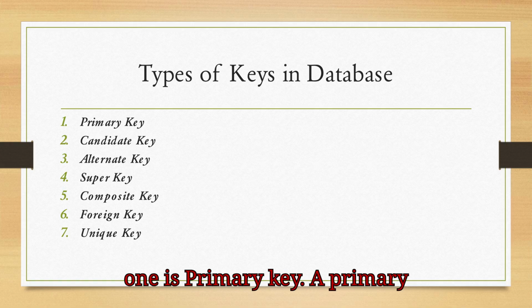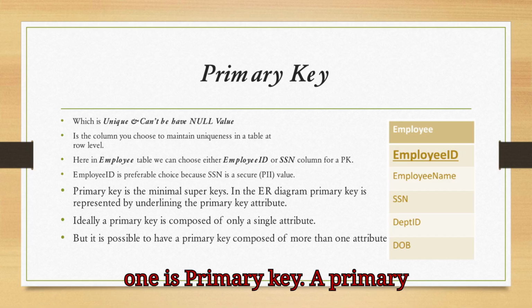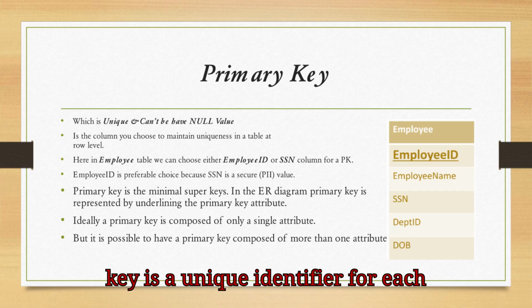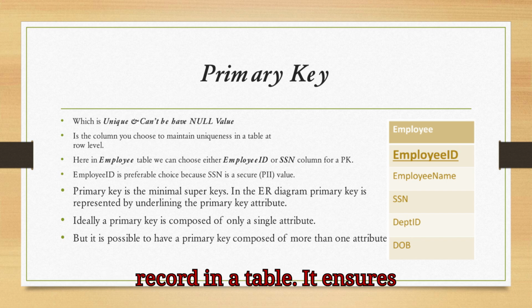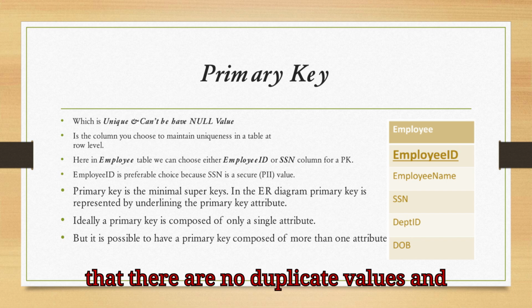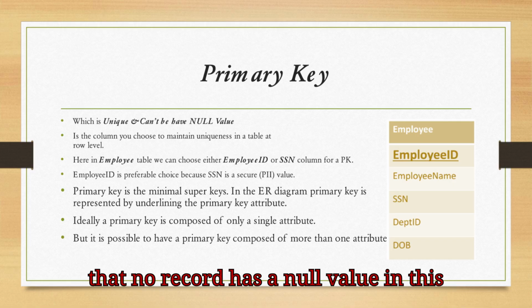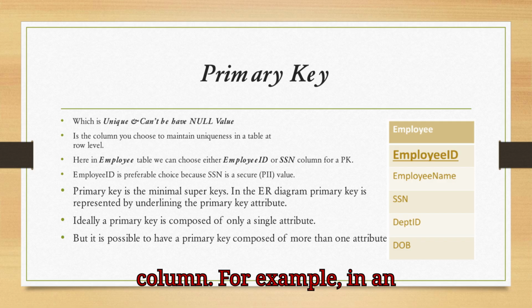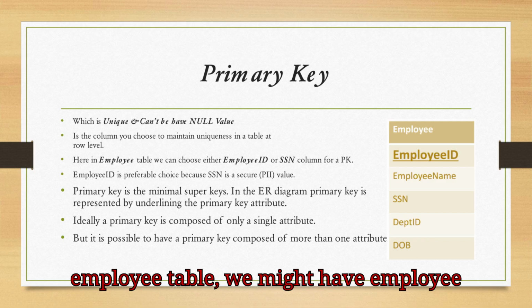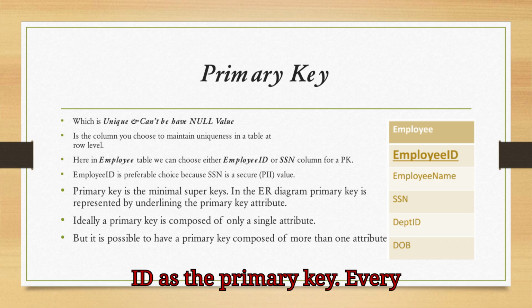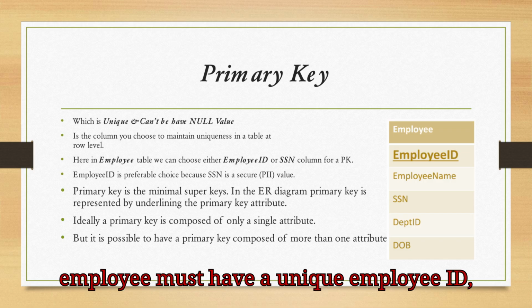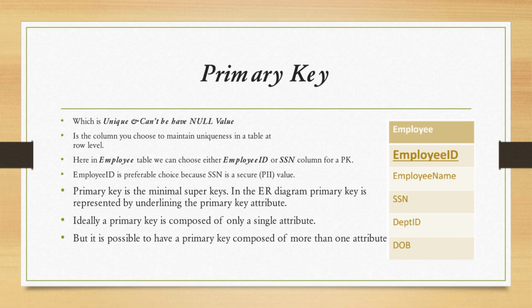Okay, so first one is primary key. A primary key is a unique identifier for each record in a table. It ensures that there are no duplicate values and that no record has a null value in this column. For example, in an employee table, we might have employee ID as the primary key. Every employee must have a unique employee ID, making it the best choice.